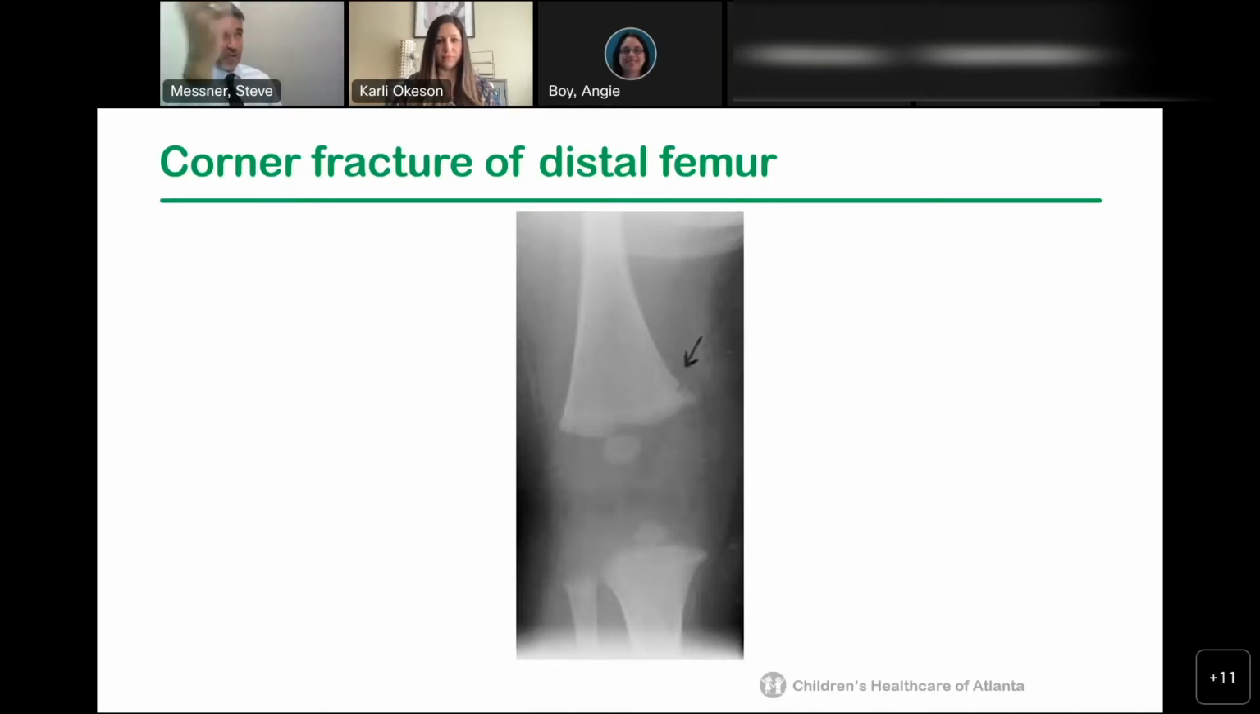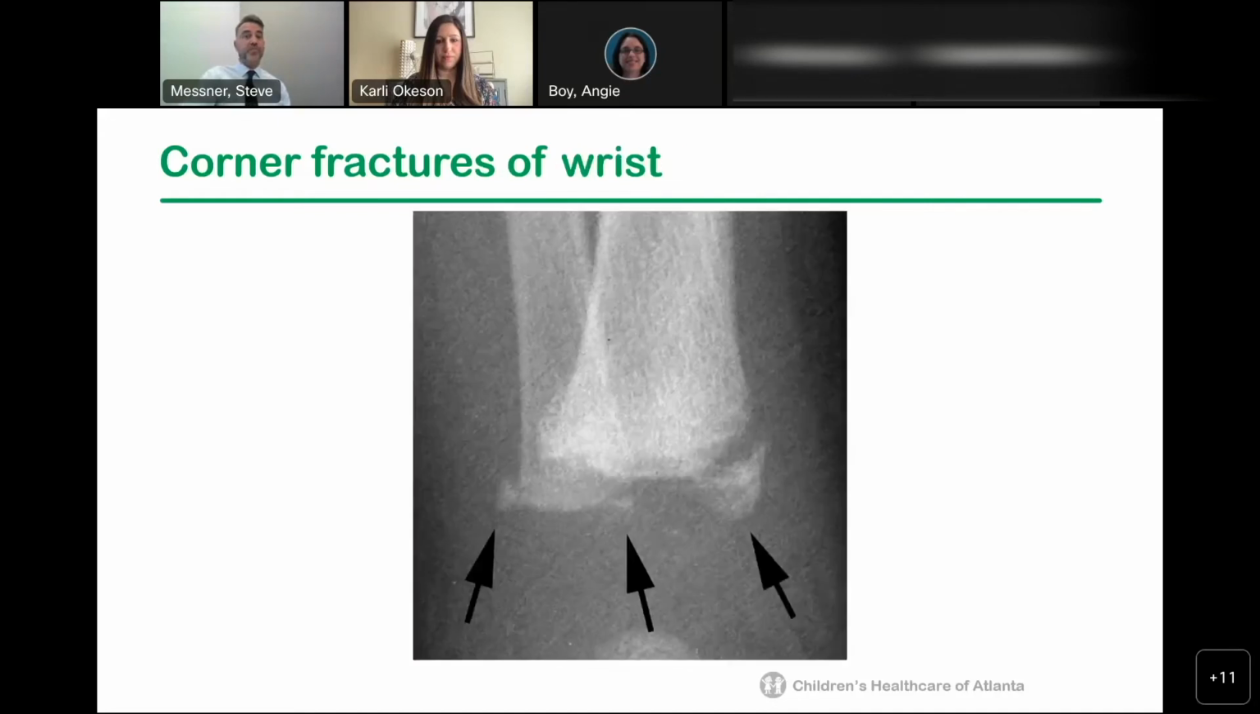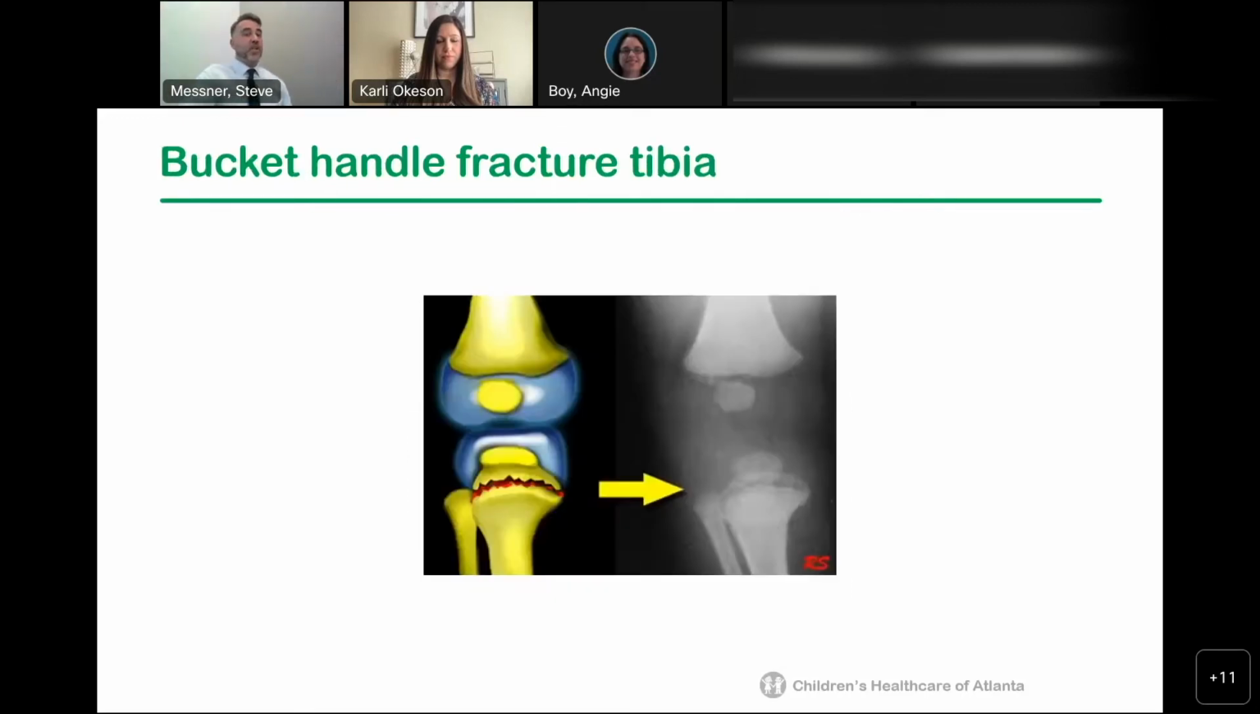It's a corner fracture. That black or gray line going through the corner of the bone is where the fracture is. Here's another example at the wrist. So this is the radius and ulna, and you can see how the white bone, the ends of it are pulled off. The corners are pulled off.